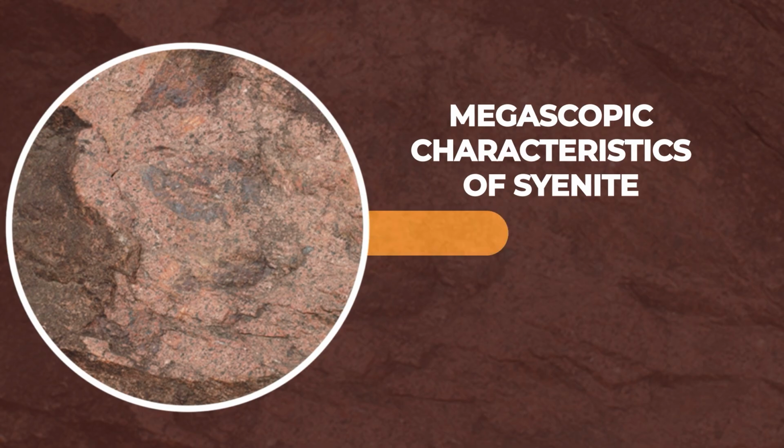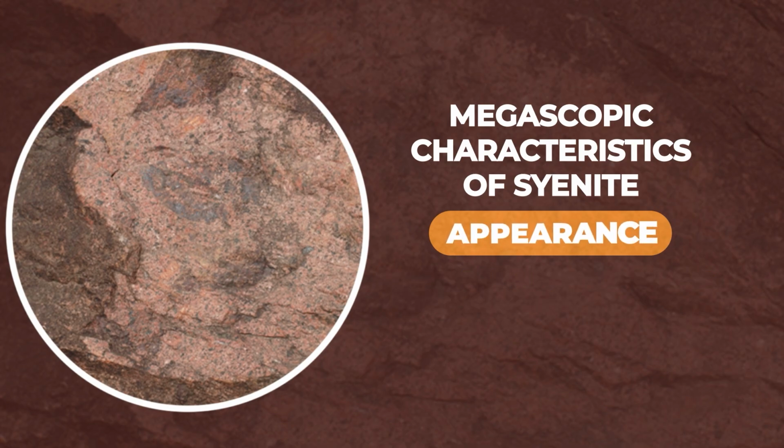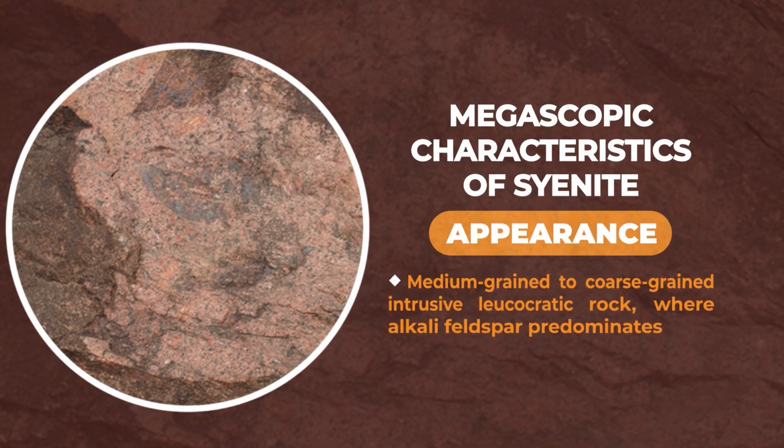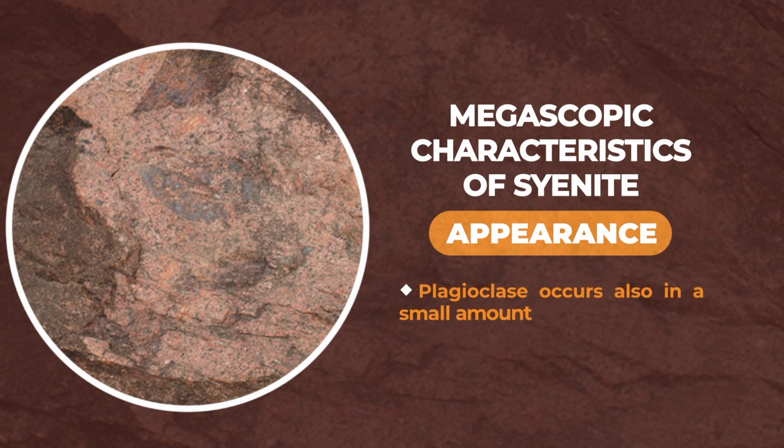Megascopic characteristics of syenite: color-wise they can be of varied colors but mostly are leucocratic, that means they are light-colored rocks. Appearance-wise, medium grain to coarse grain, intrusive, leucocratic rock where alkali feldspar is known to predominate. Mafic minerals are represented by a small amount of pyroxenes, usually aegirine, augite or aegirine-augite. These are pyroxenes. Amphibole and biotite. Plagioclase is present but in a small amount. Quartz or feldspathoid can also be found in these rocks but in a minor amount.